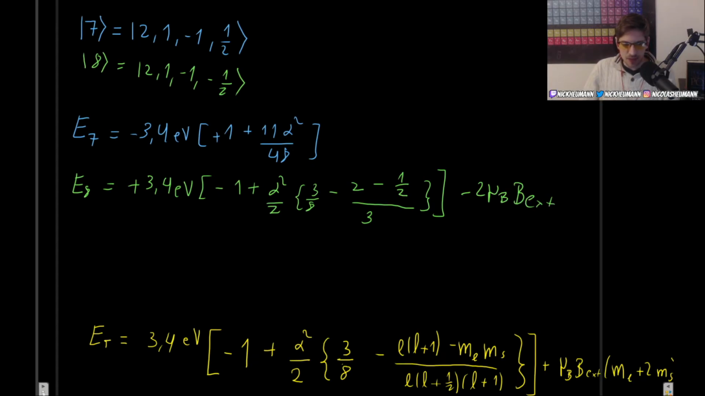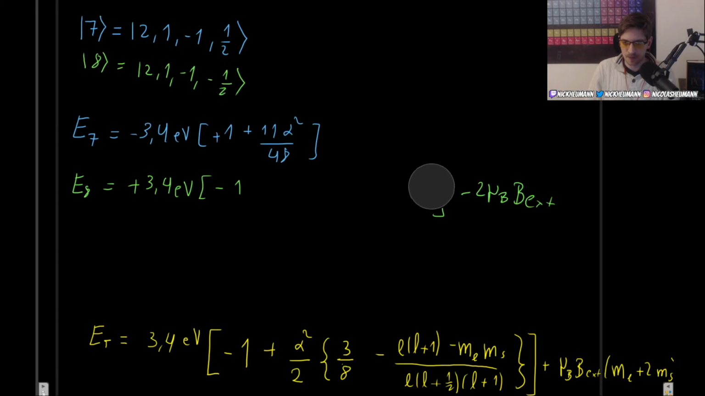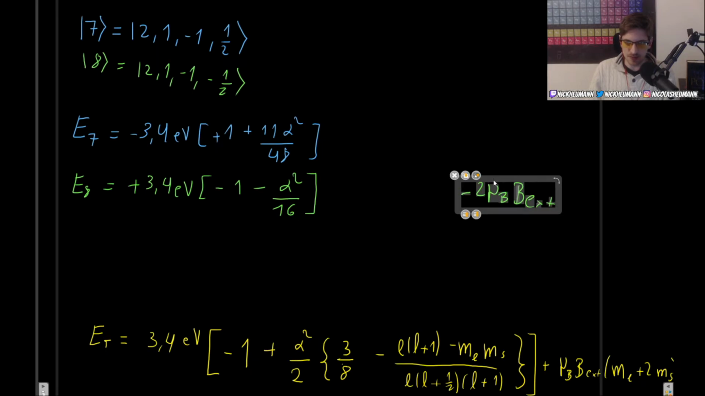Okay, so finally we just need to calculate this part once again, which is 3 over 8 minus, that's 3 over 6, which is 1/2. So we get 3 over 8 minus 1/2, which is going to be 3 minus 4 over 8, which is minus 1 over 8. So let's plug it in, minus 1 over 8. So we get minus alpha squared over 16. And of course, with this part right here.